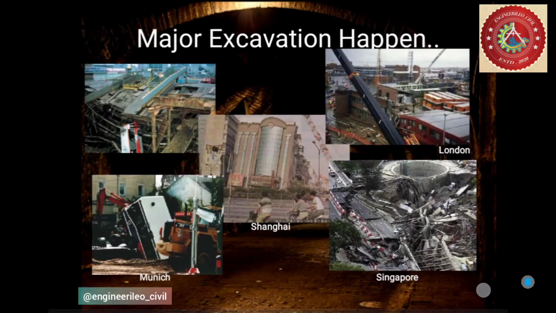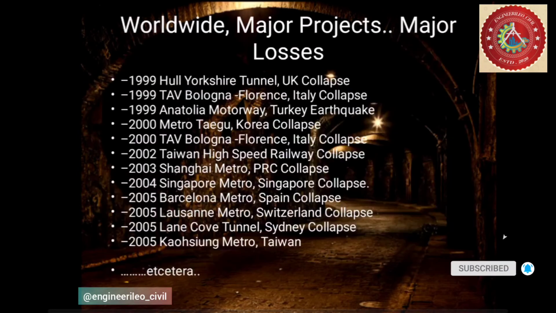These are major excavations that happened in India and around the world, like in Munich, in Singapore, in London. The ground above just falls down because of excavation work underground. So in major projects worldwide, major losses have occurred. This is the list from 1999 to 2005, and we'll update it.